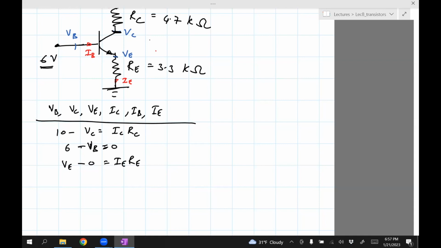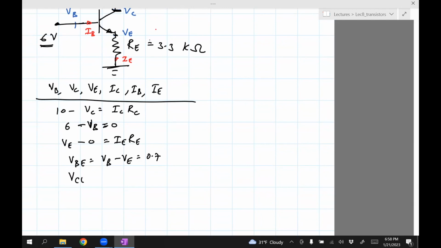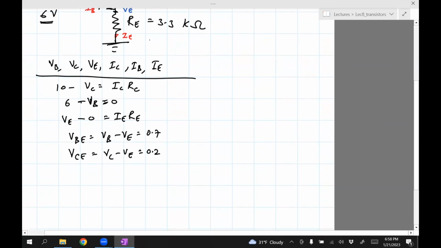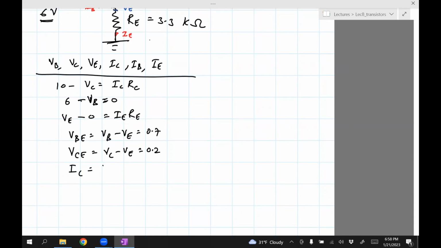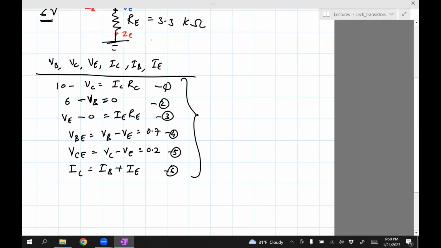Okay, now we have to generate 3 more equations. Those would be VBE is VB minus VE equals 0.7. We also have VC is 0.2 more than VE, so VC minus VE is 0.2. And then the last one is IE equals IC plus IB. Okay, so 1, 2, 3, 4, 5, and 6. So 6 equations and 6 unknowns, and we can solve for the 6 unknowns.